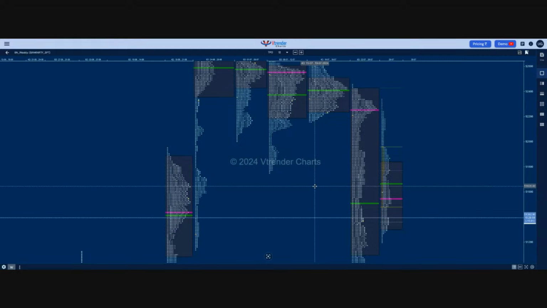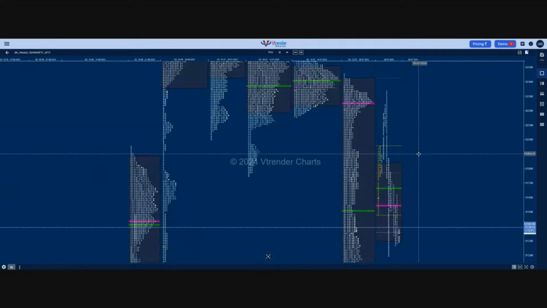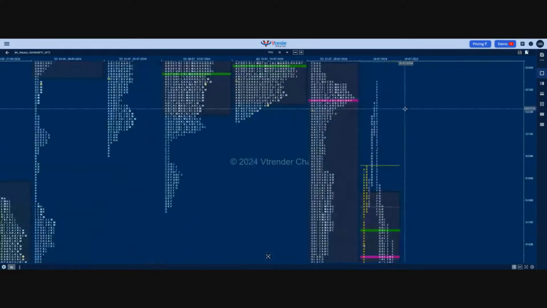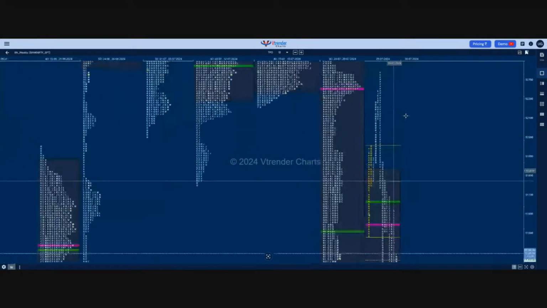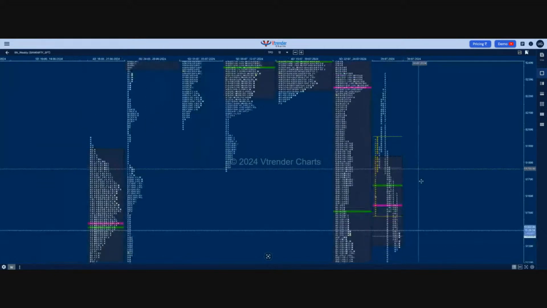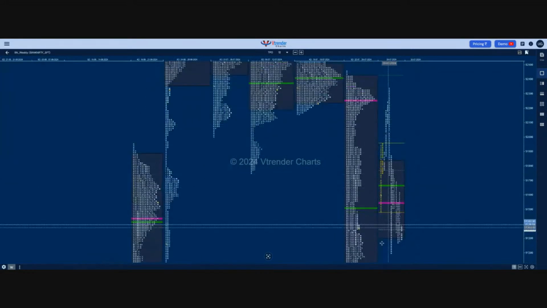That is the reason we saw that swift move on the upside and then again an equally swift move on the downside, and that high to low move happened in the space of 1 hour, because we made the high in the FTPO and then we went on to make a low which was 1150 points lower inside the next 30 minutes.